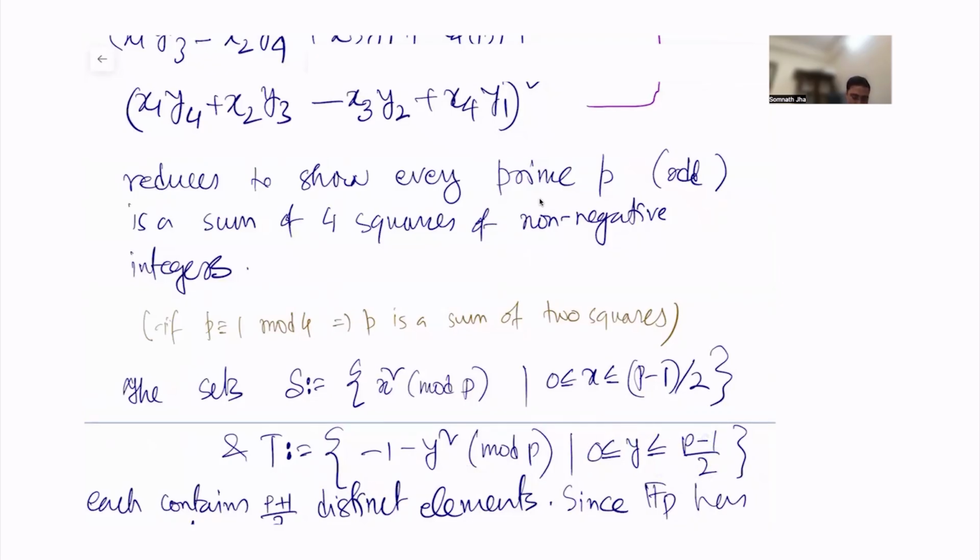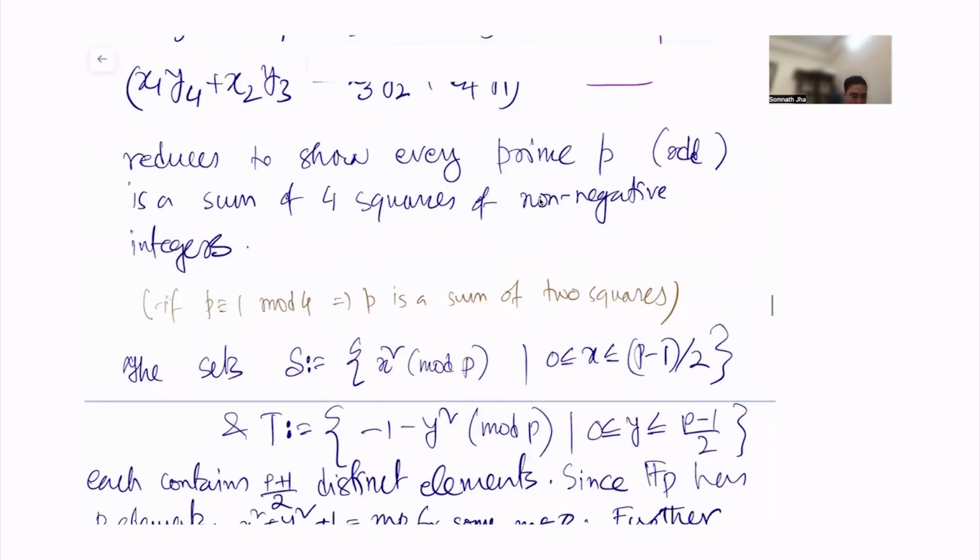As I said, I'm taking p to be odd, and you can easily check that these squares mod p are distinct. This minus 1 minus y squared, you can check, is also distinct, and there are (p plus 1)/2 elements here and (p plus 1)/2 elements here. All of these elements are in F_p. So in total there are p plus 1 elements, but F_p has p elements. So there's at least one element here and one element here which is in the intersection.